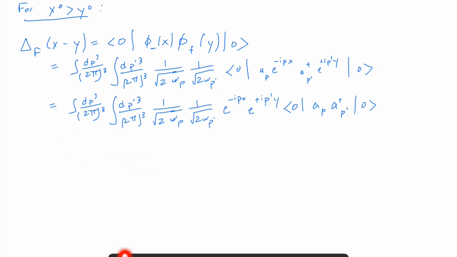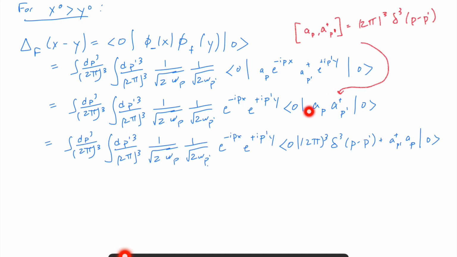Now, just keep cranking things out. I can also, of course, factor out the e^(-ipx) and e^(+ip'y). These are numbers, not operators, so they can be taken out of the inner product like we've talked about before, which is what I did here. And now I just have this inner product of operator a_p a†_p'.